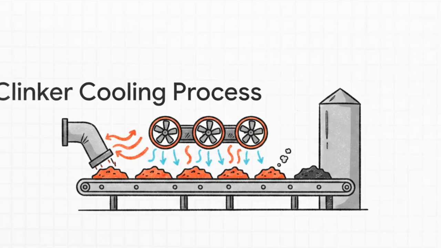But wait, remember those hot gases we talked about earlier? The plant's clever engineering captures the intense heat blowing off the cooling clinker and reuses it back in the process. This massively improves the factory's overall energy efficiency. And once it's completely cooled, the clinker is safely stored away in silos, just waiting for the final step.